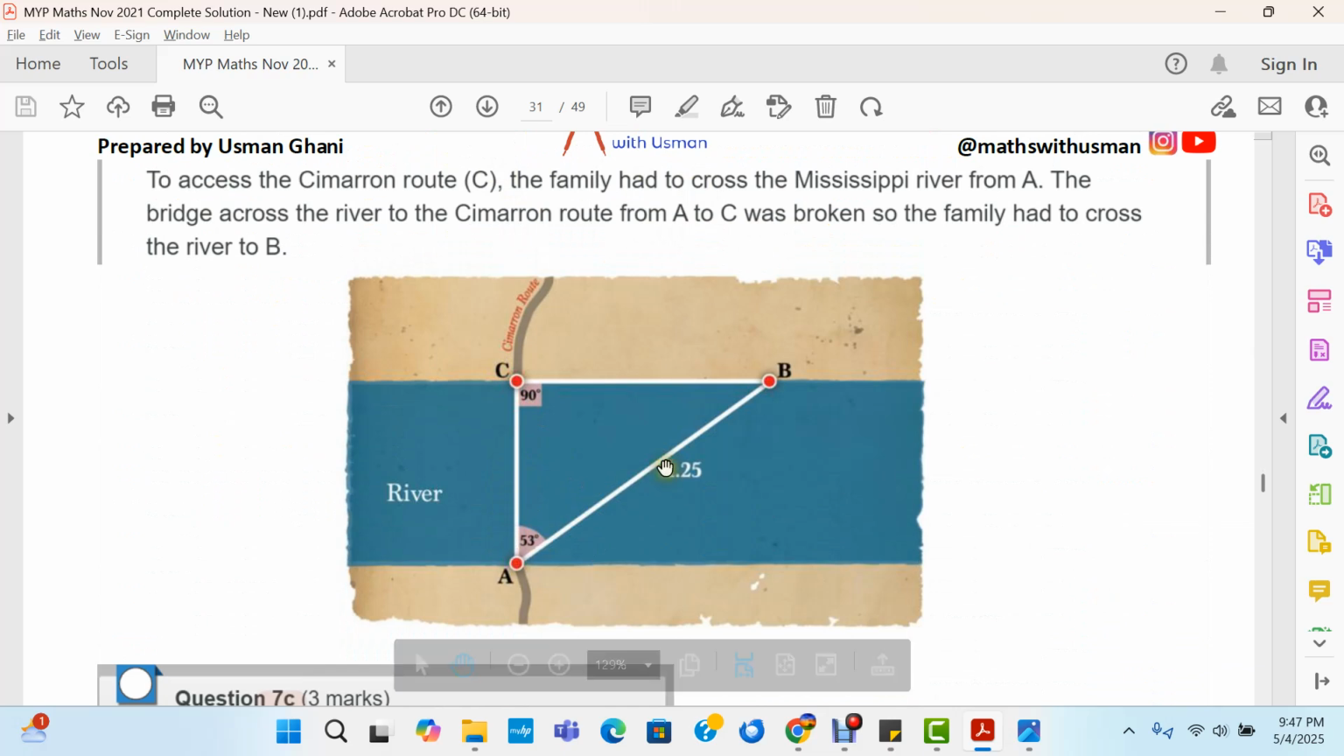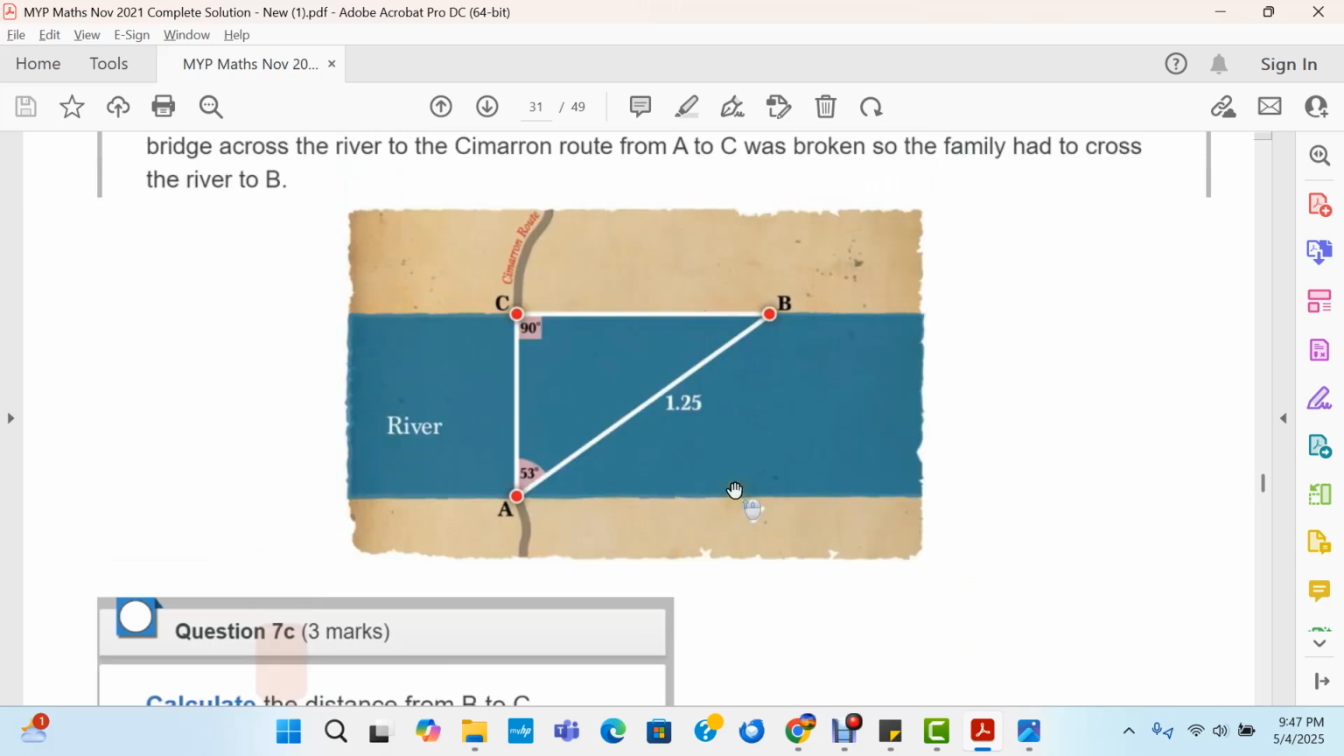Okay, so the family has to cross this river, but the bridge from A to C is broken, so they have to come to the right and then come to the left. Okay, so can you find this distance B to C? Again, this is a right angle triangle. The angle is given to us. Why don't we just use trigonometry? This is opposite. This is a hypotenuse.